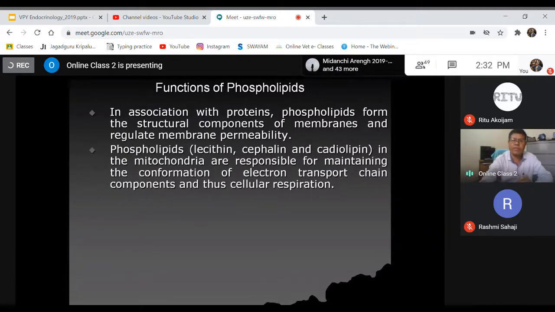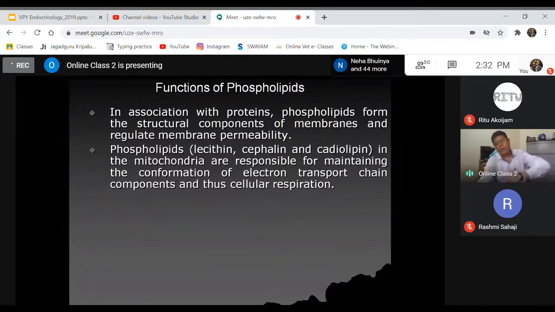Phospholipids, that is lecithin, cephalin, and cardiolipin, in the mitochondria are responsible for maintaining the conformation of the electron transport chain. These electron transport carriers, we'll be studying later in unit 2, are protein complexes embedded in the inner membrane of the mitochondria. So their structure is maintained by the phospholipids, which are part of the inner membrane and maintain the structure of the proteins that are the electron transporters.